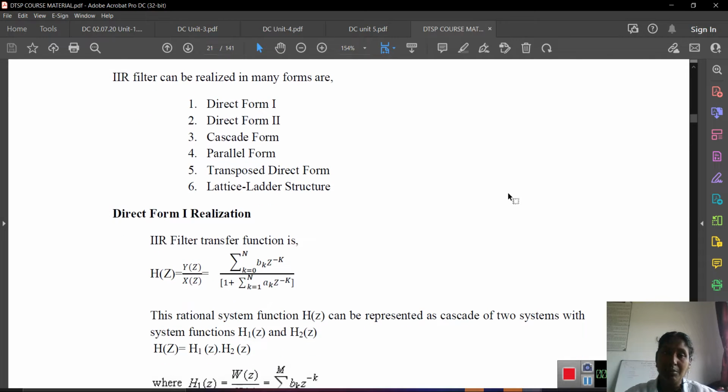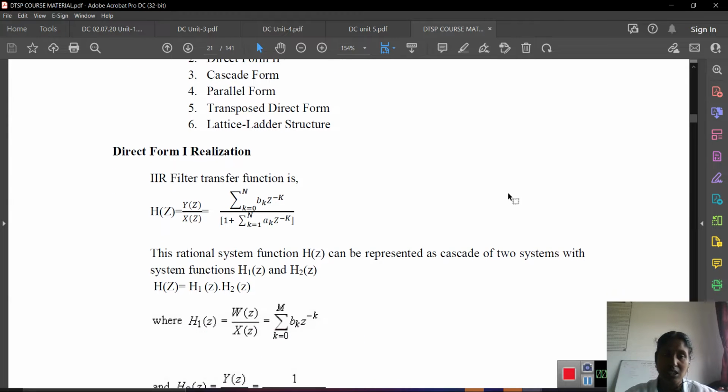Then an IIR filter can be realized in many forms, that is direct form 1 and 2, cascade form, parallel form, transposed direct form, lattice and ladder structures, like that.